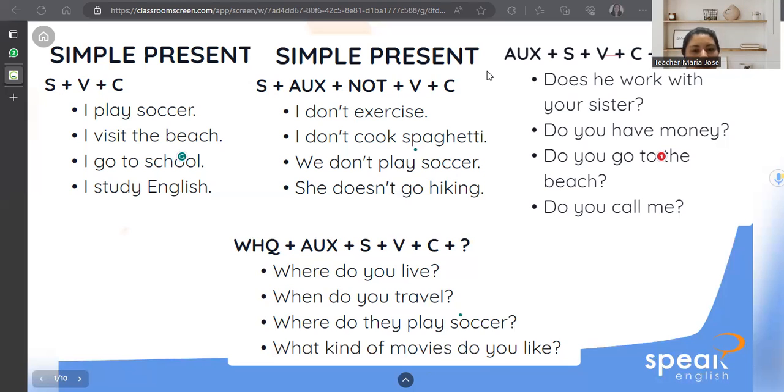Okay. And Letty, what kind of movies do you like? I like real history. Okay, historic movies? Real stories, biographies or real stories. Oh, okay, nice. Very good. Okay, so we got the idea for the simple present. Perfect. Let's continue.